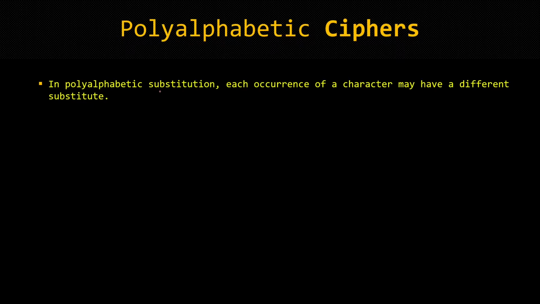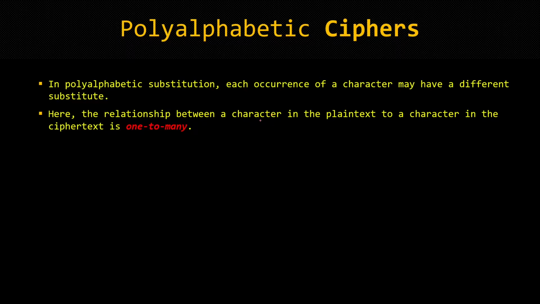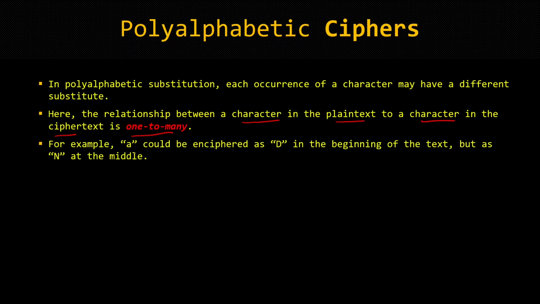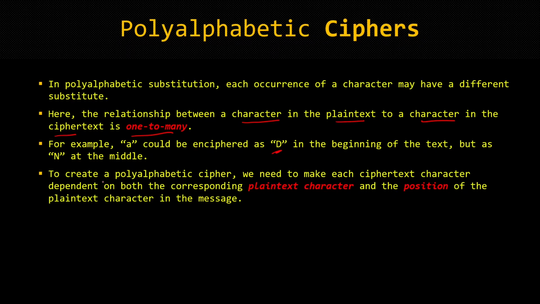Now in polyalphabetic substitution, each occurrence of a character may have a different substitute. So here the relationship between a character in the plain text to a character in the cipher text is one to many. So for example, A could be enciphered as D in the beginning of the text, but as N at the middle. So to create a polyalphabetic cipher, we need to make each ciphertext character dependent on both the corresponding plaintext character and the position of the plaintext character in the message.